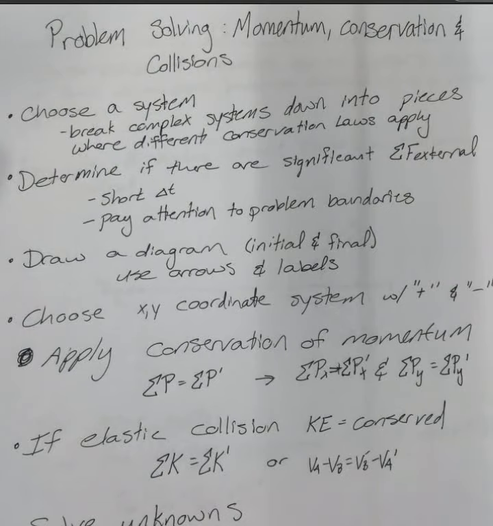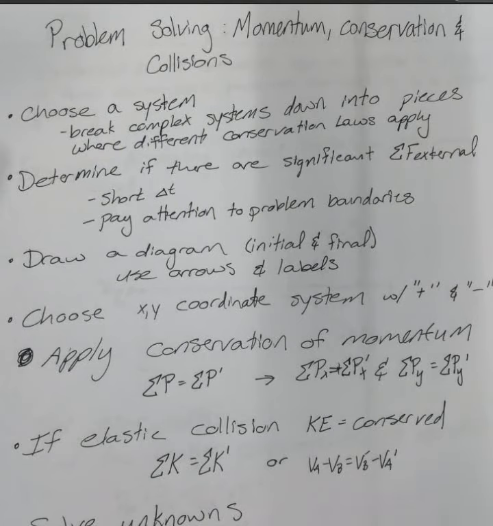You're going to break complex systems down into pieces where different conservation laws apply. That's like what we did in our blowgun lab, where first we had to consider a situation where there was an impulse, and then we had to consider a situation where there was free fall due to gravity. Another example of this would be a situation where first momentum is conserved, and then a situation where mechanical energy is conserved, and that was the ballistic pendulum when we shot a bullet into a pendulum and determined the maximum height.